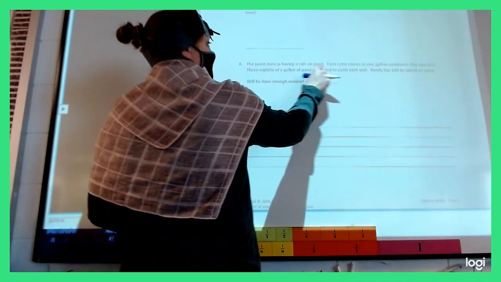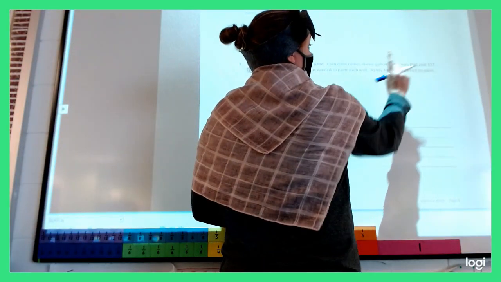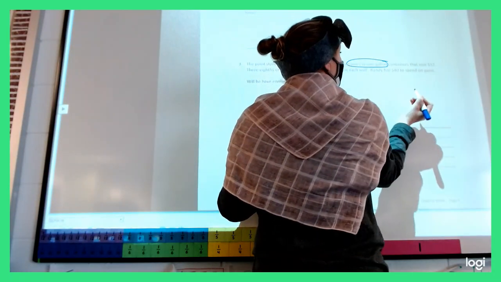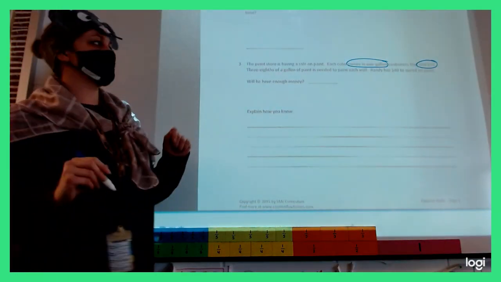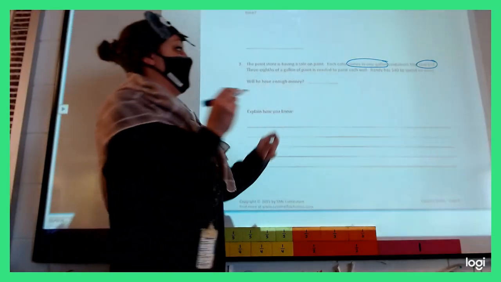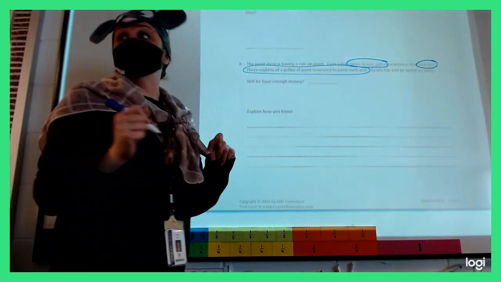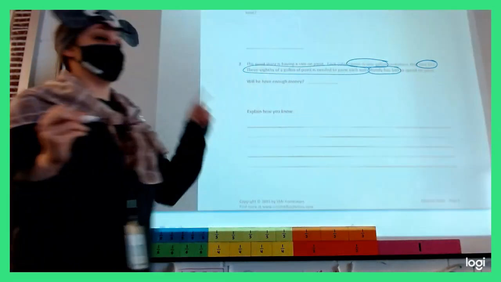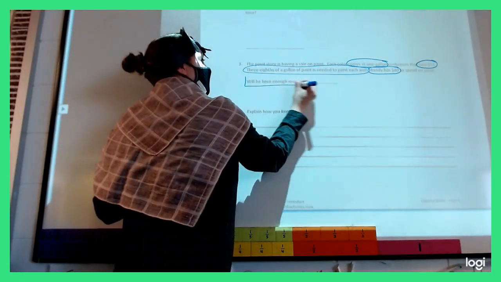All right, the paint store is having a sale on paint. Do I need to know that for any reason? No. Each color comes in 1 gallon containers. Probably important, okay? So each color comes in 1 gallon, and they cost $12 each, which I will tell you is very cheap paint. Paint is way more expensive than you think. It's like $30. 3/8 of a gallon of paint is needed to paint each wall. That's important. And he has $40. So everything like that should be circled on your paper just like mine. And our question, we're going to put that in a box. Will he have enough money?